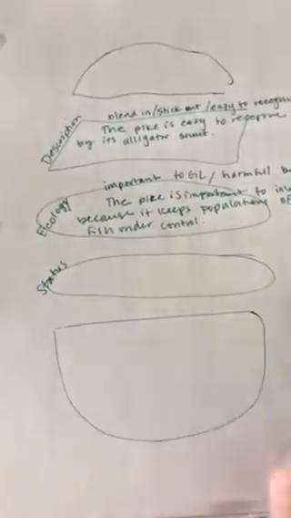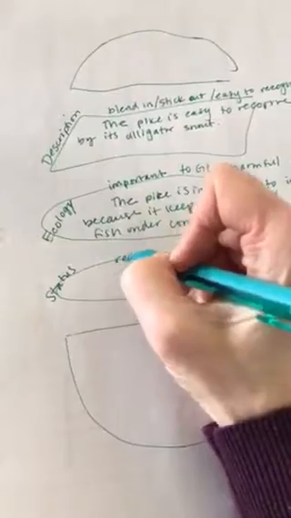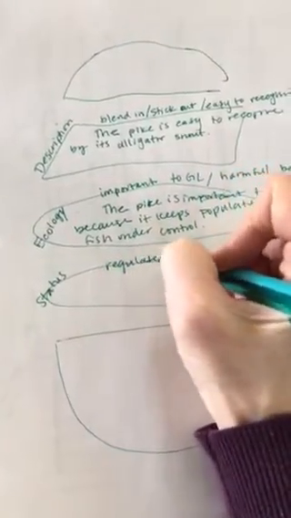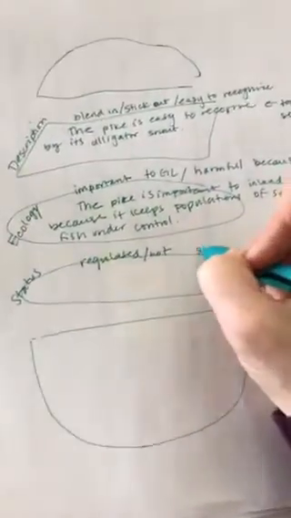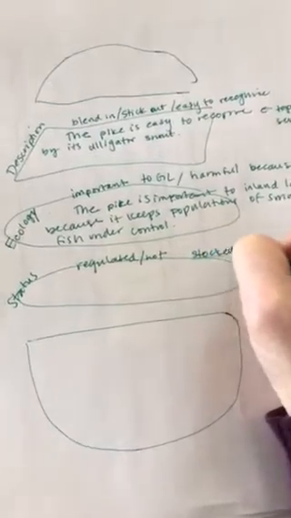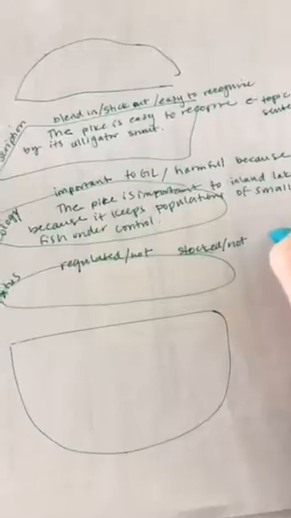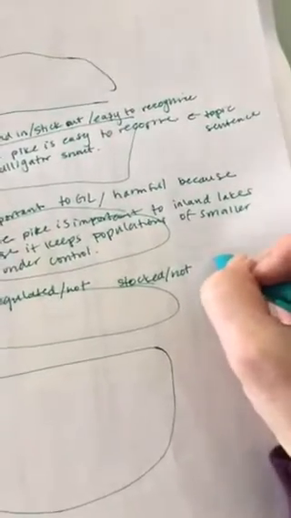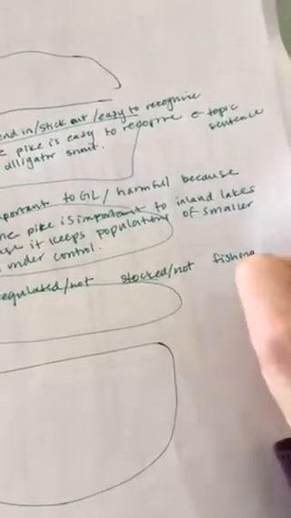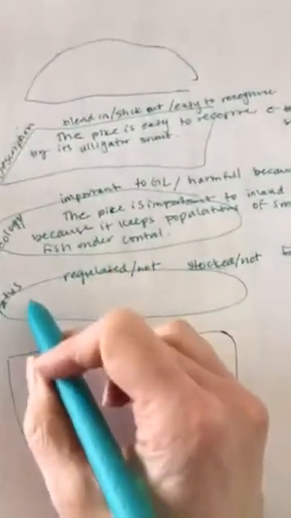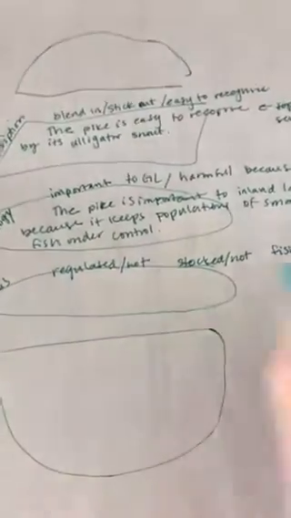Status is your next one. Maybe your fish is regulated by the DNR, maybe it's not. Maybe it's stocked by the DNR in some lakes and rivers, maybe it's not. Maybe it's a big fish for fishermen. And are there fishing regulations or not? So then you're gonna write your topic sentence for this status paragraph.